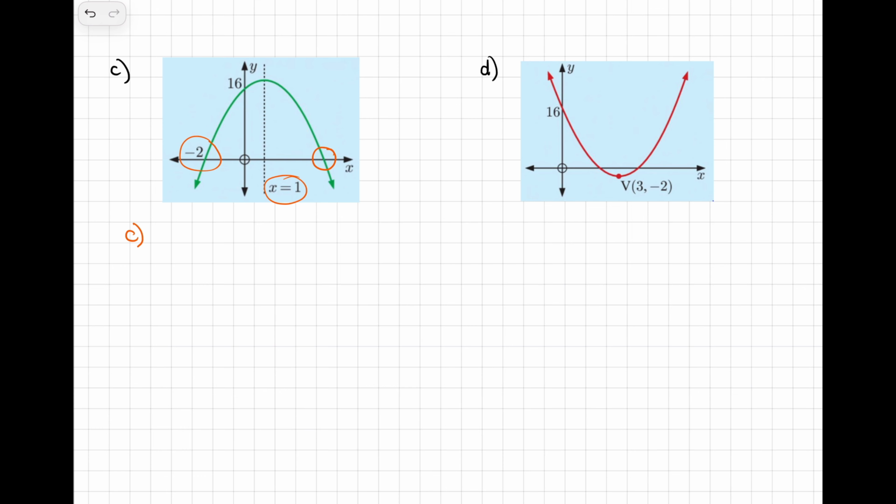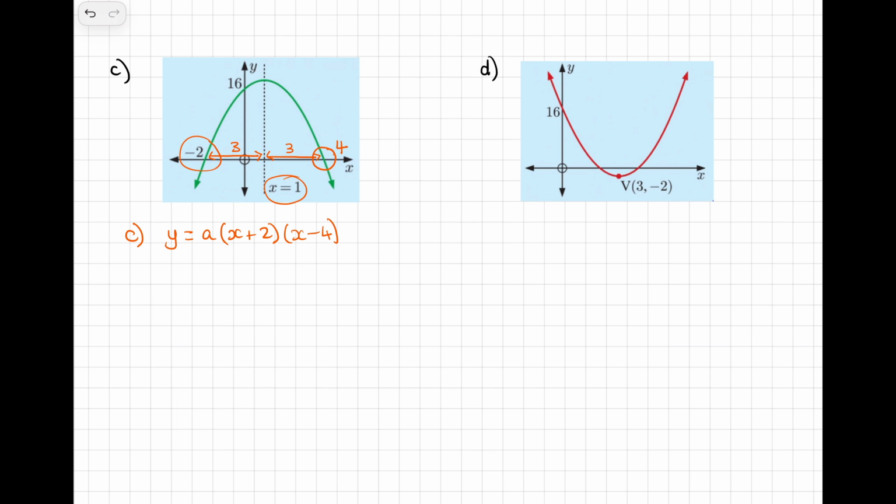So if this first one is at negative 2, the distance between negative 2 and 1 is 3, which means the distance from the axis of symmetry to the other x-intercept is also 3, which means that will end up being at 4. So we have two x coordinates there then, and we can go to our intercept form. So we'll end up with y equals a, x plus 2, and x minus 4 in our brackets.